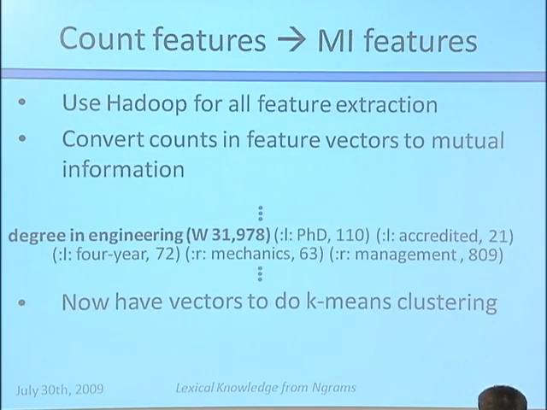So what we then do is convert the counts in the feature vector to mutual information. Right now we have the counts here for degree in engineering. Those simply become mutual information values. To do all this feature extraction, we use Hadoop. Without that, it would have been impossible to even cluster the 10 million phrases. Complete feature extraction on the whole data takes only about 1 hour. We use the Google IBM cluster, and when it's up and running, it only takes 1 hour. So now we have these mutual information vectors with which we can do k-means clustering.